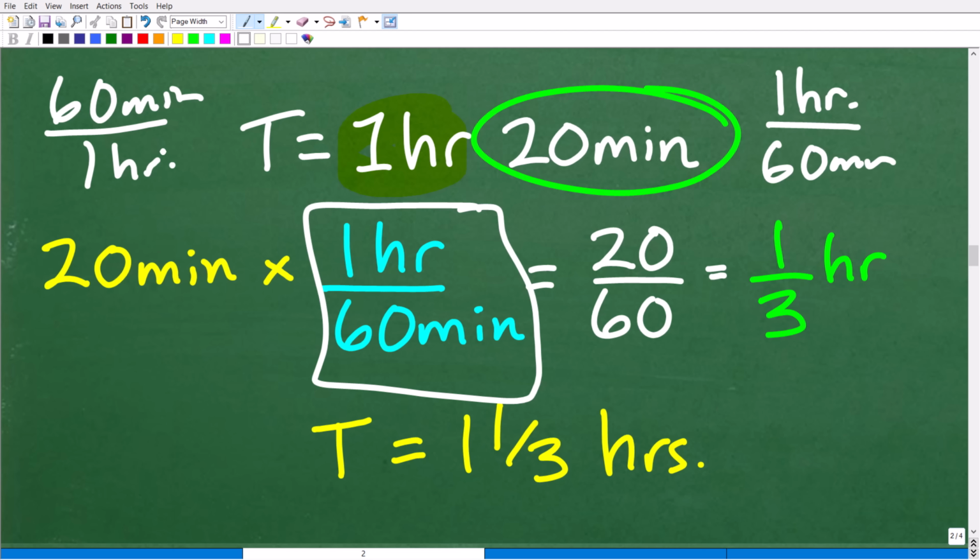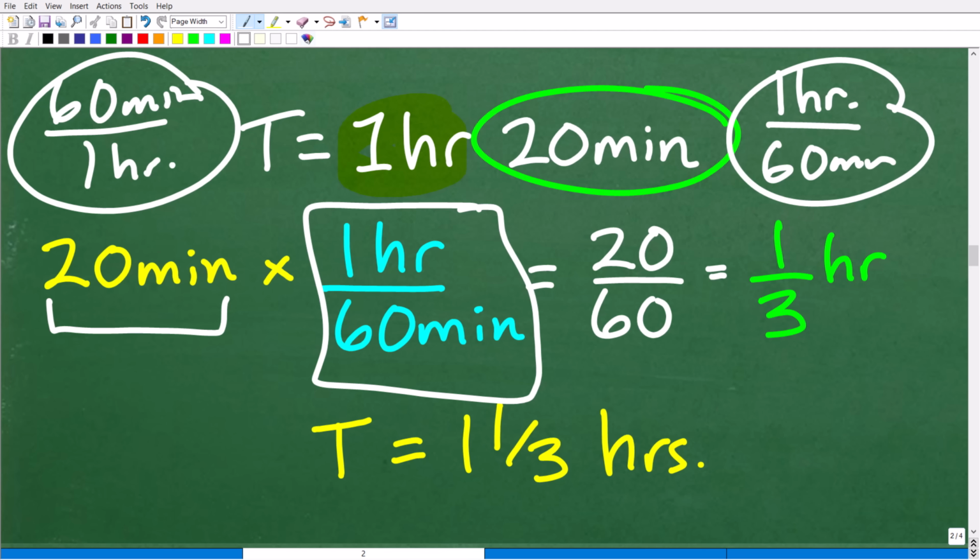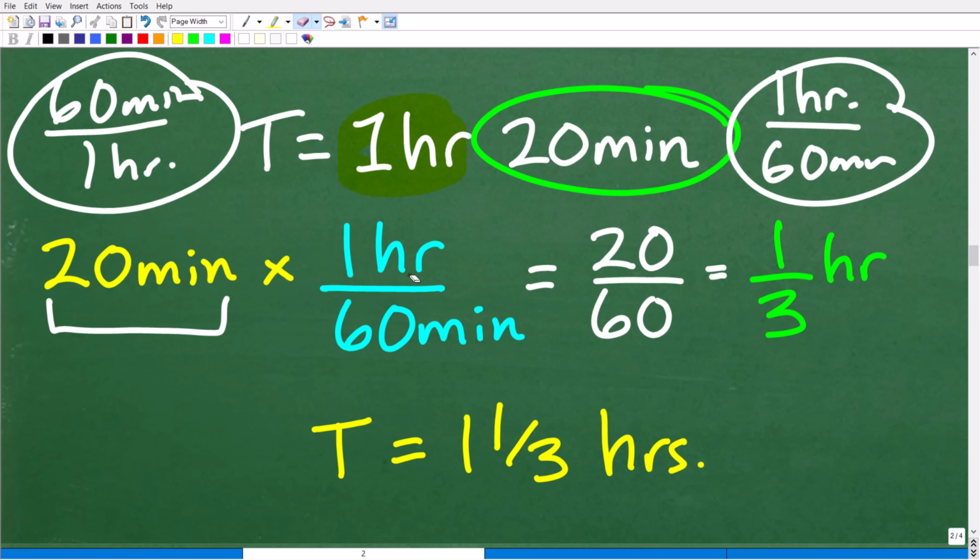So these things right here are called conversion factors. Now, which one do we use? In other words, we have to take our units here, 20 minutes, and multiply by one of these conversion factors to convert 20 minutes into hours. So which one do I use? Do I use this one or do I use this one? Well, we need to use this one where minutes is in the denominator.